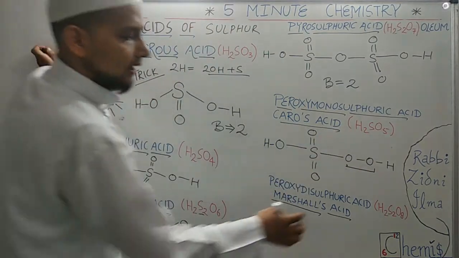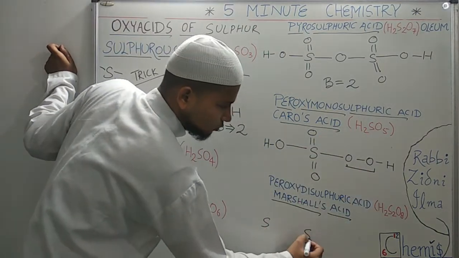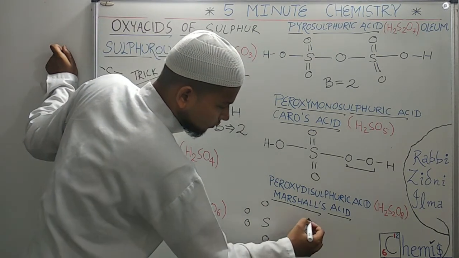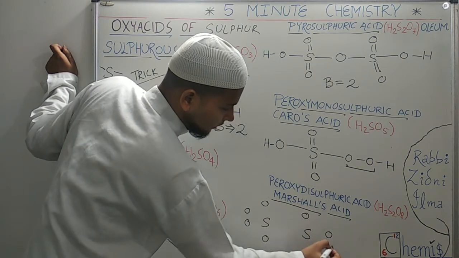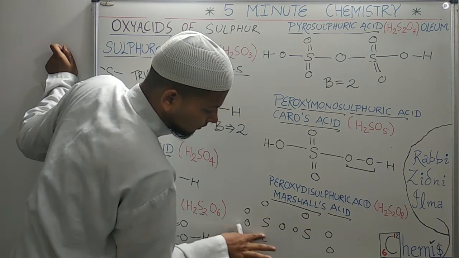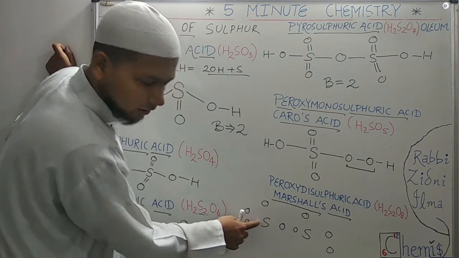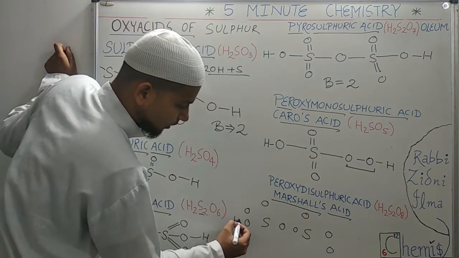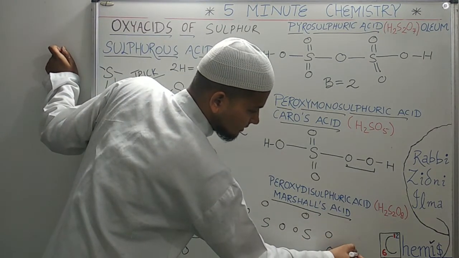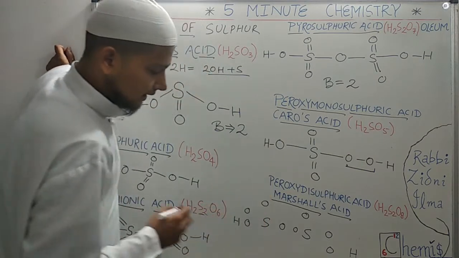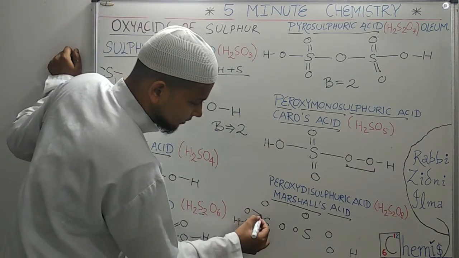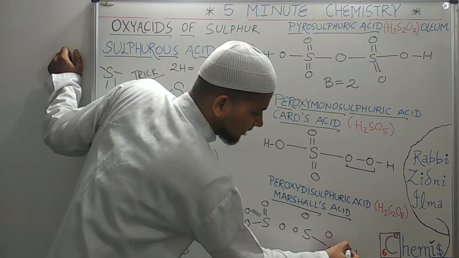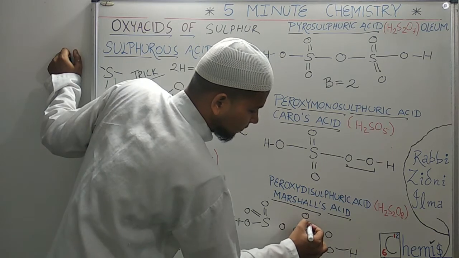Now the last case, H2S2O8. So first of all, 2 sulfurs, 8 oxygens, 1, 2, 3, 4, 1, 2, 3, 4. Look here, 4 oxygens are surrounding this and 4 oxygens surrounding this. Now 2 hydrogens, 1 here and 1 to this. Now the structure goes like this: sulfur with OH and sulfur with a double bond, sulfur with a double bond, sulfur with OH, sulfur with a double bond and sulfur with a double bond.